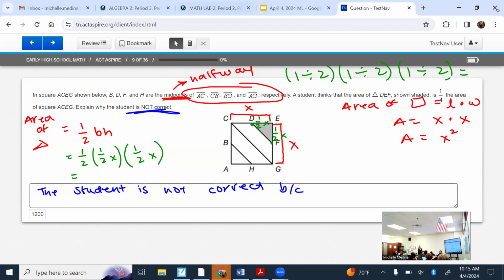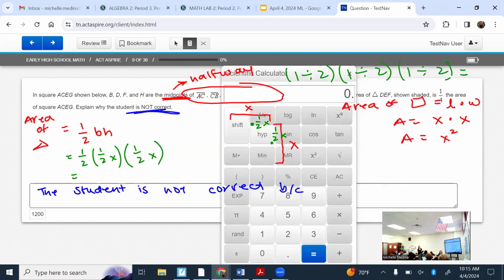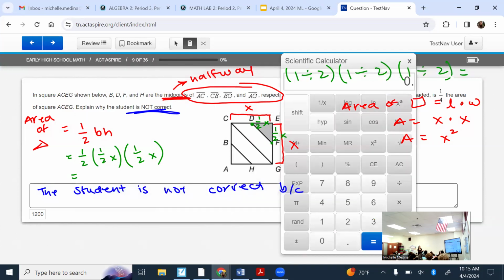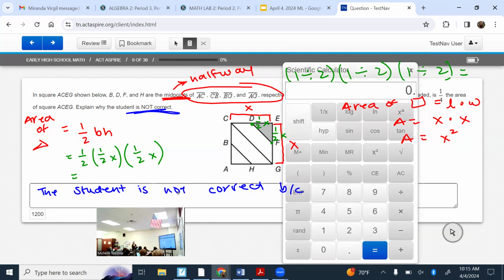But if I'm stuck using this one because I didn't bring my own, and it's going to look ugly because I'm writing everywhere on the screen right now, I have to do 0.5, which is the same as 1/2, times 0.5 times 0.5. I get this decimal. Is this decimal the same as 1/4? It's not. Do you guys know what fraction that's equivalent to?